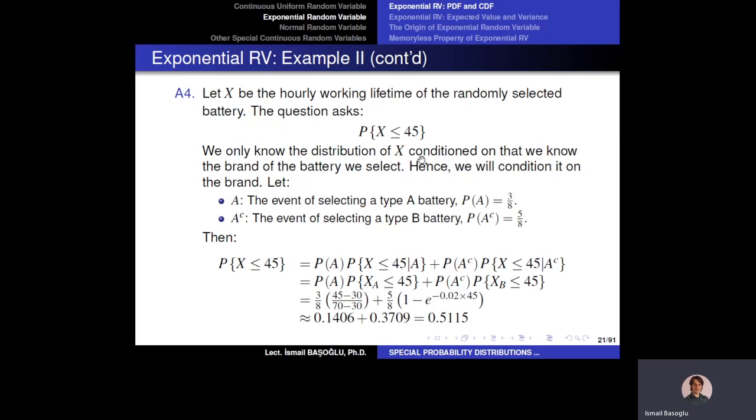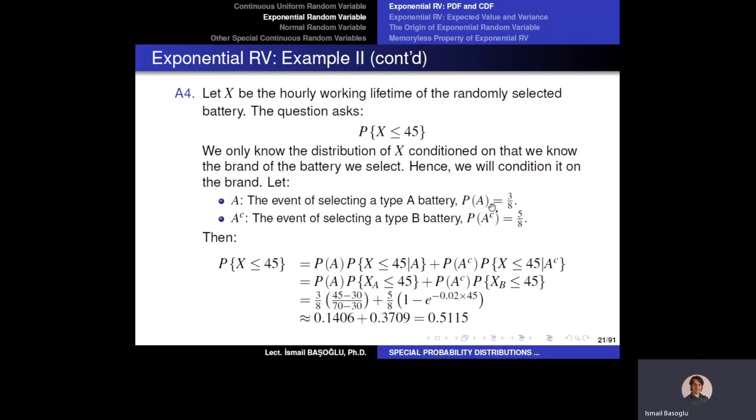So we are going to condition the lifetime distribution of the battery on the information on brand. Okay, so we are going to define two events. A is going to be the event of selecting a type A battery from the bin, and A complement is going to be the event of selecting a type B battery. Because if you do not select a type A battery, it is obvious that you are selecting a type B battery. Therefore, selecting a type B battery can also be defined as the event A complement.